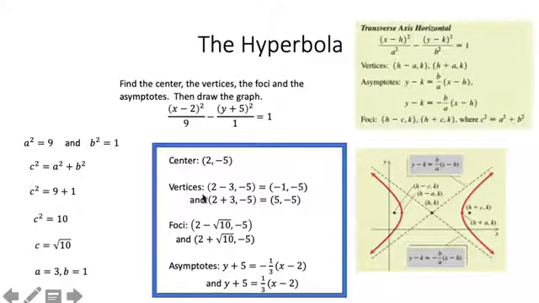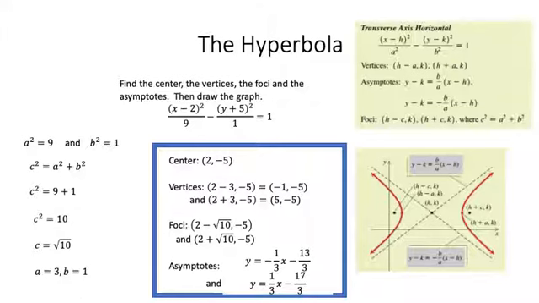So in this example, we have y plus 5, taking this expression that's in parentheses, is equal to, now this is where we need b over a. So b is 1 and a is 3. So we have negative 1/3 times x minus 2. Remember, x minus 2 was in parentheses. And then the other equation is y plus 5 equals positive 1/3 times x minus 2.